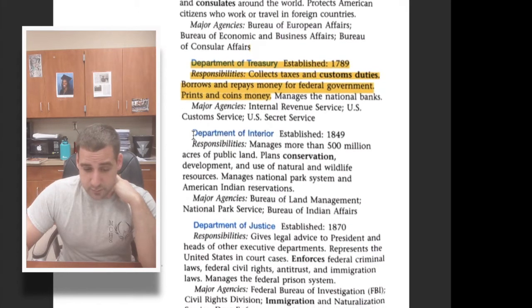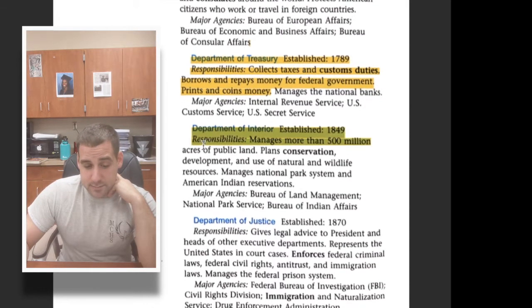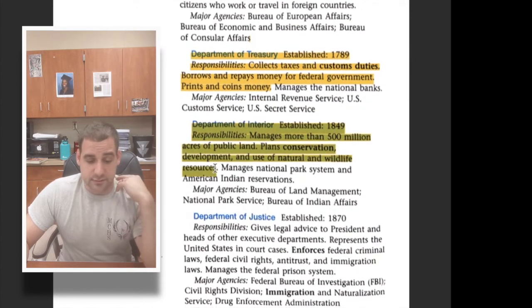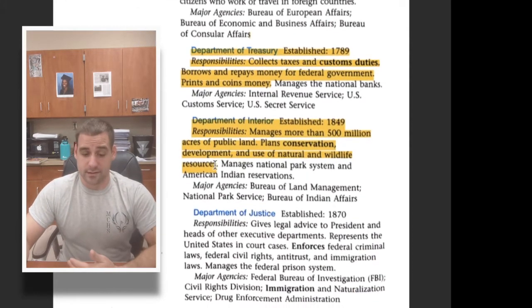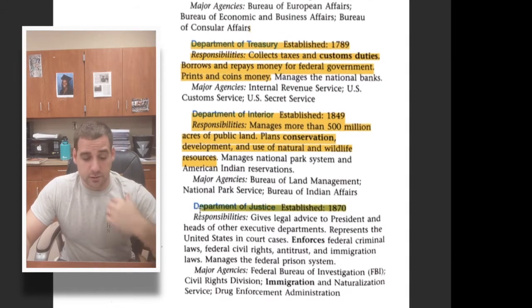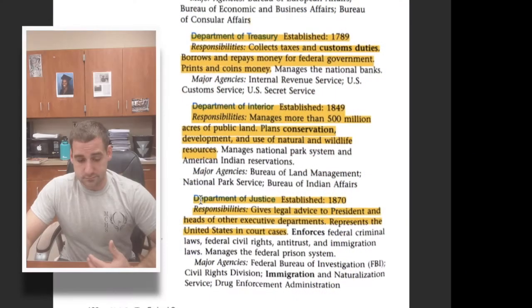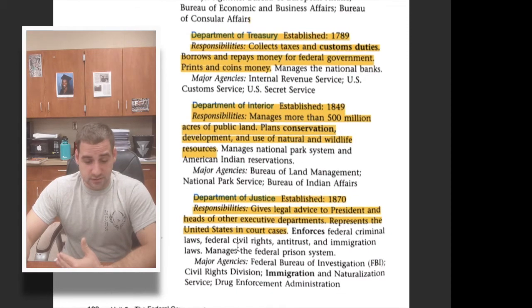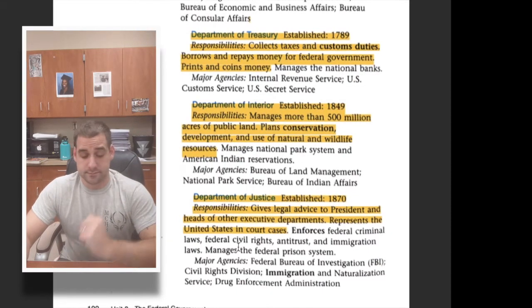The next one is the Department of Interior, and they manage public land and resources like natural parks and things like that. Then there's the Department of Justice. That's William Barr, the Attorney General, and their job is to give legal advice to the president and represent the United States in court cases. Parts of the Department of Justice are like the FBI and the CIA.